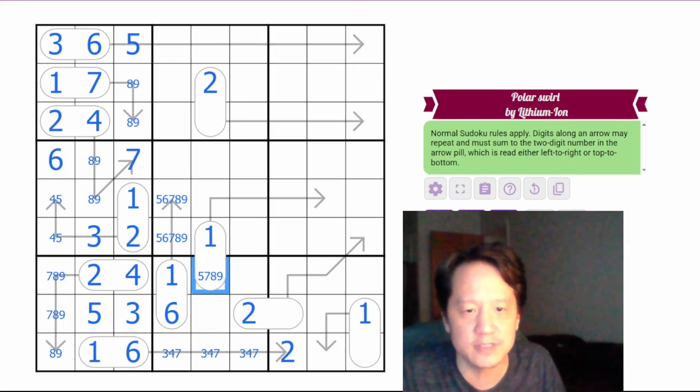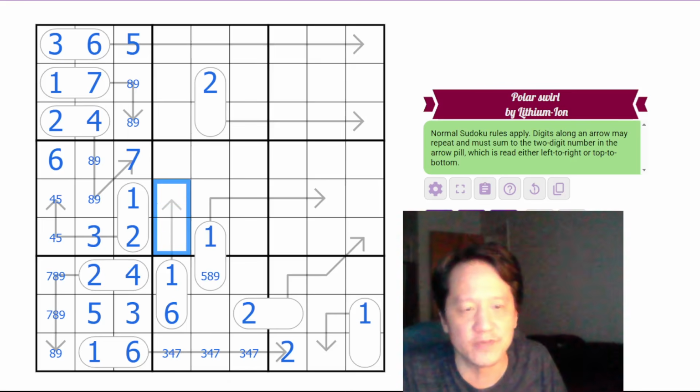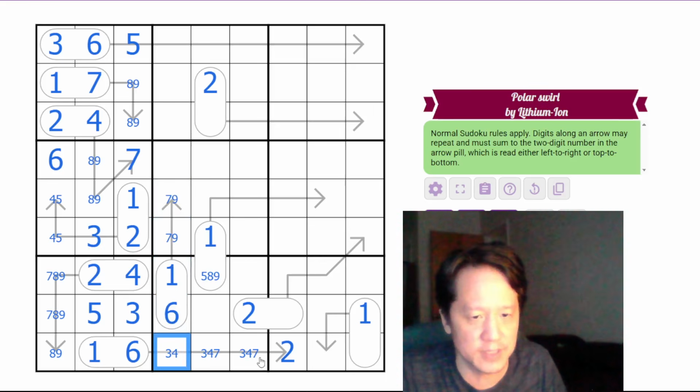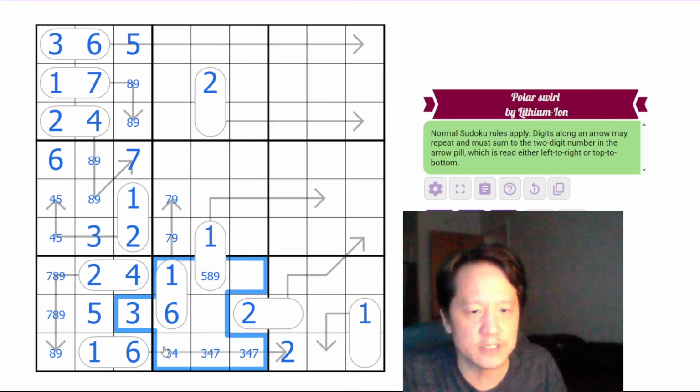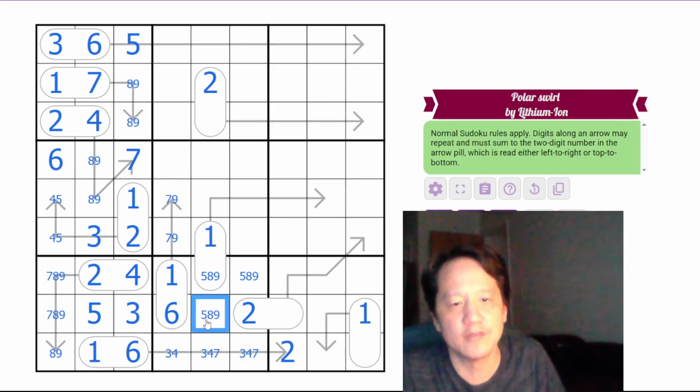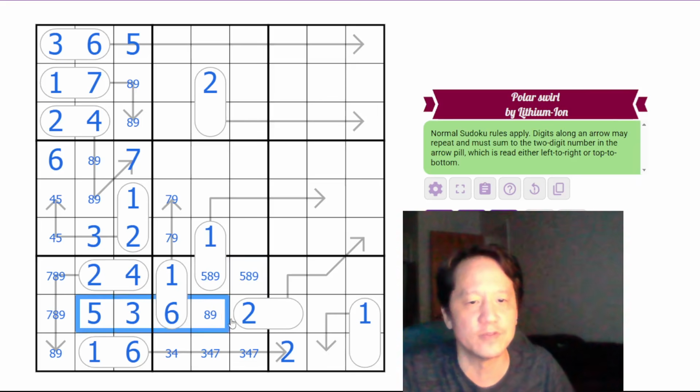This can't be 6 or 7 here. 16 is the sum of 7 and 9 if it's 2 digits. So this is 7, 9 as a pair, which eliminates 7, 9 in the rest of the column. This can't be 7. The remaining digits in this box here have to be 5, 8, and 9. And 5 cannot be here because of 5 in the row.